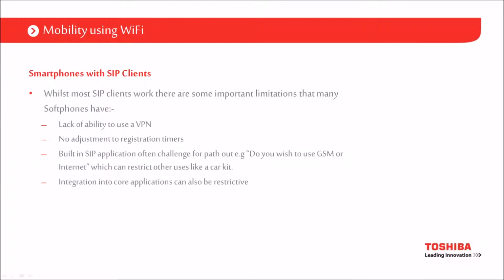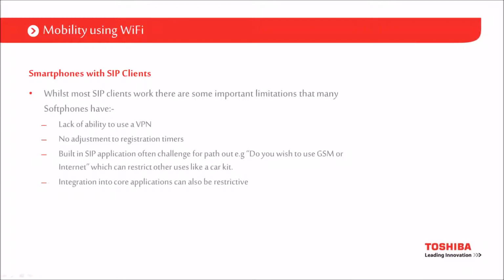The other option you could use for mobility with Wi-Fi is smartphones with SIP clients. Number of smartphones out there with SIP clients. However, what we're finding at the moment is there's a few challenges with using them. Lack of availability to use the VPN is one of the problems that we found. So although it works, it won't find the VPN that you're running on the handset. It will tend to use the native IP address on the handset, in which case it's straight on the internet and it can't find the connection at the other end. So effectively, it doesn't work.